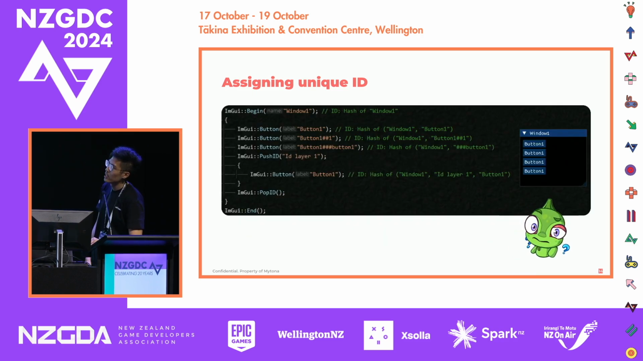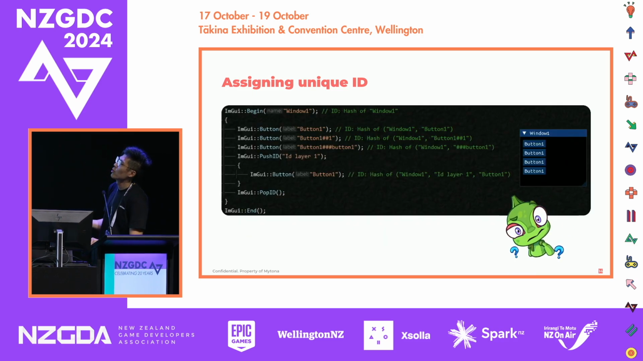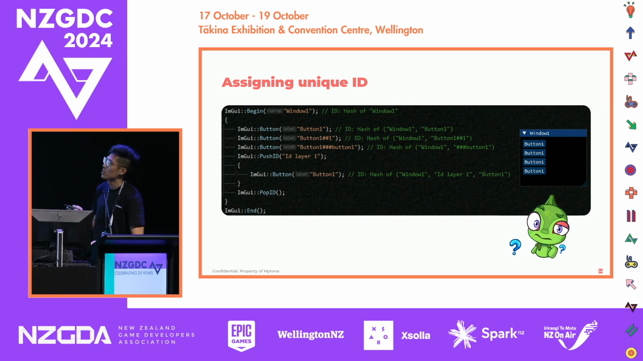And that's how it looks in the actual code. So here we have a window with a begin function. There are 4 buttons you can see in the window. They all have the same label. But because we use a different technique to assign different IDs, they can all be uniquely identified by the system. So first way, label, 2 hashes, 3 hashes, and a push ID, pop ID pair to wrap the button. We can see the hashes including the second layer.